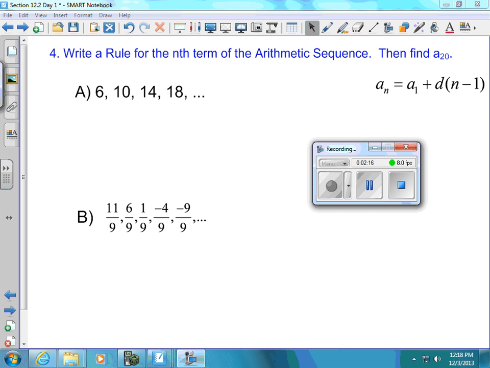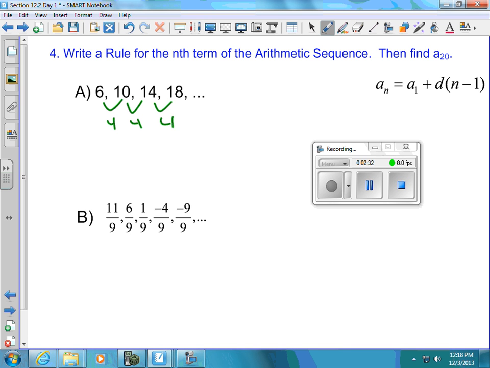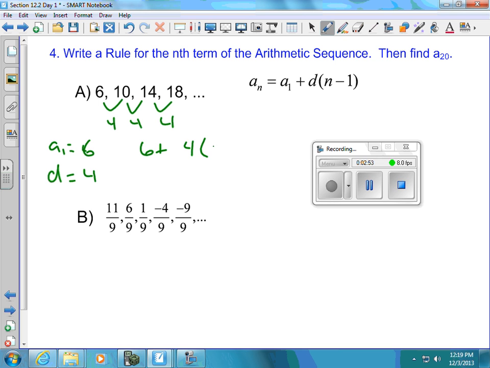Write a rule for the nth term of an arithmetic sequence, then find the 20th term. Let's look at this sequence. We can prove this is arithmetic because we add 4 every time. Key characteristics: a sub 1, our first term, is 6, and d, our common difference, is positive 4. So we plug this in and get 6 plus 4 times n minus 1.